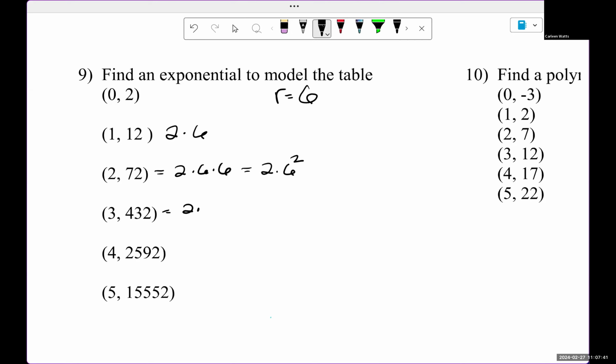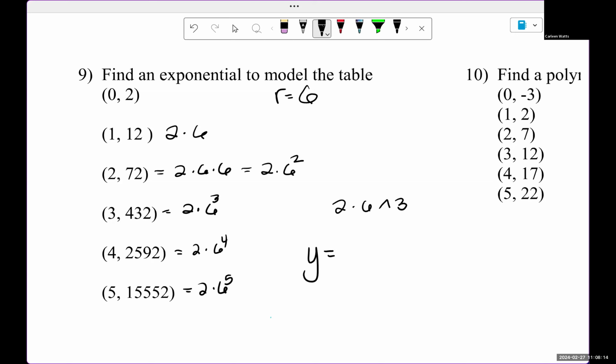This is 2 times 6 again. So there's only one 2, but it's 6 times 6 times 6. So try this with the calculator. 2 times 6 cubed. 2 times 6 exponent 3. And you should get 432. Okay, we're kind of getting the idea. 2 times 6 to the 4th, 2 times 6 to the 5th.